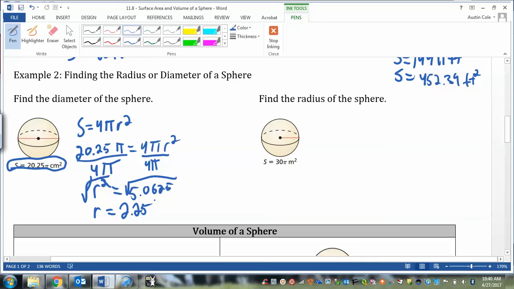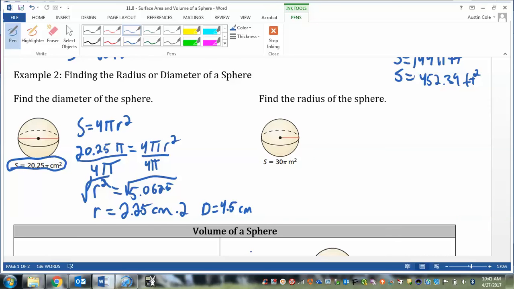Okay, and what is our unit there? Centimeters. Wait, were we supposed to find the diameter? Oh, we were, weren't we? Okay. How do we find the diameter from the radius? Multiply by 2. Okay. So our diameter is going to be 4.5 centimeters. And just centimeters, right? We're finding a linear measurement right now. Okay?